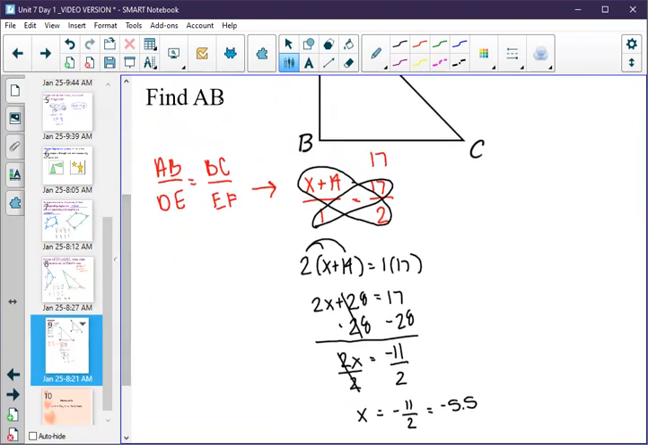So I'm going to go back up. Notice I wanted to find AB. That's what I wanted to find. And I know AB is equal to x plus 14. Well, I know what x is now, so negative 5.5 plus 14. And that gives me 0.5 for AB.